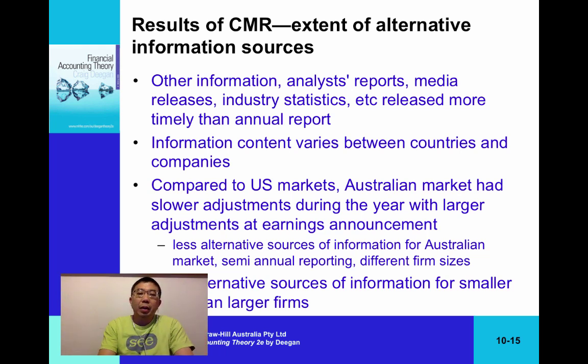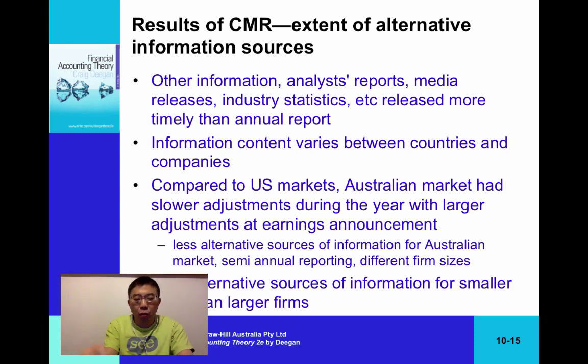Another interesting thing that Ball and Brown noted subsequently in their studies was that information content, meaning the relevance of information and how it impacted share prices, actually varies from one country to another country, and also varies between different companies. So what they noted was that, for example, compared to the U.S. markets, the Australian market had a shorter time frame. There was a slower adjustment during the year.